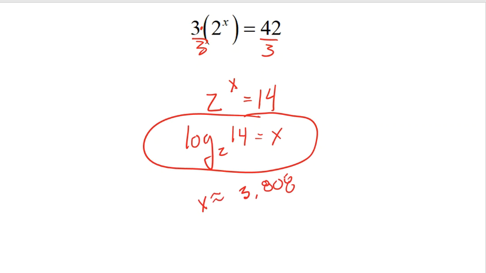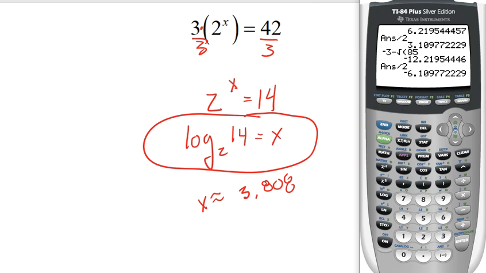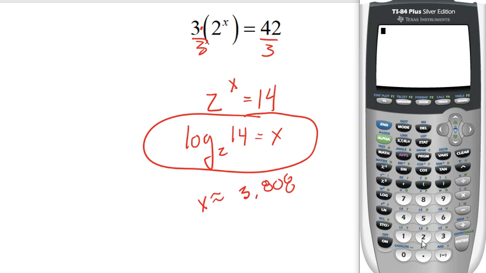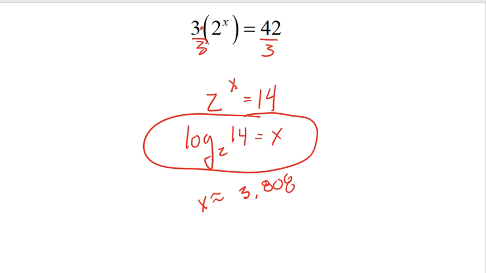And you know what's other kind of cool is you can actually check your work if you want. Like here, I'm actually going to bring up my calculator and show you real quick here. You could do 2 raised to the 3.808. And I get pretty close to 14. It's not exactly 14 because remember, I rounded that 3.808. So that's why. So just be careful.